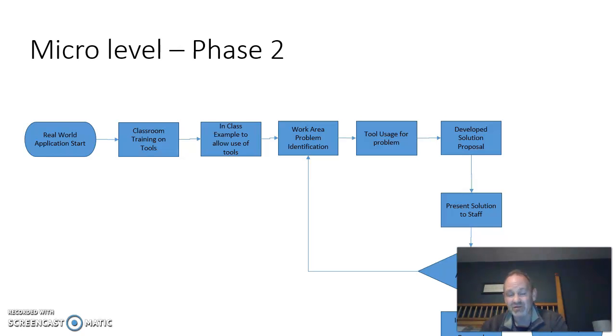And then we go out into the work area for problem identification. They come back in, they use the tool for the problem, and then they develop a solution proposal based on that same problem. They present the solution proposal to the staff, and if it's approved, they're done with the training. If it's not approved, they have to go back and identify another problem, and then the project's complete.